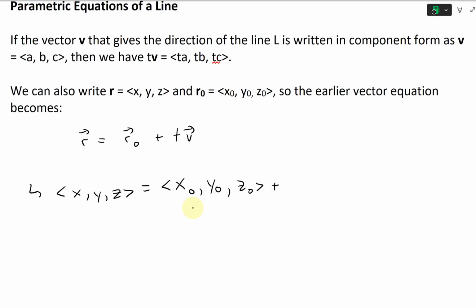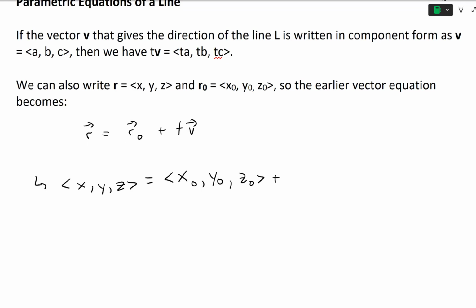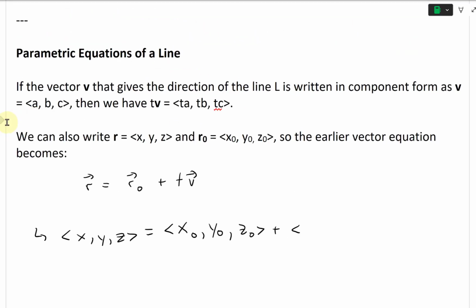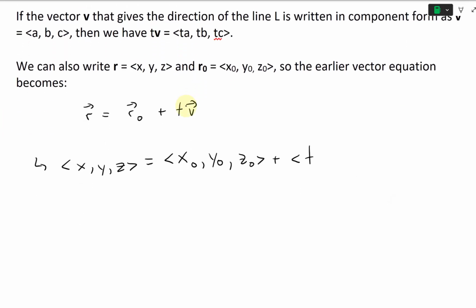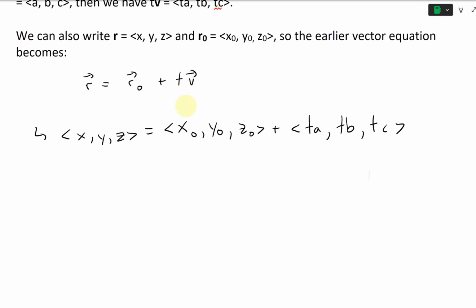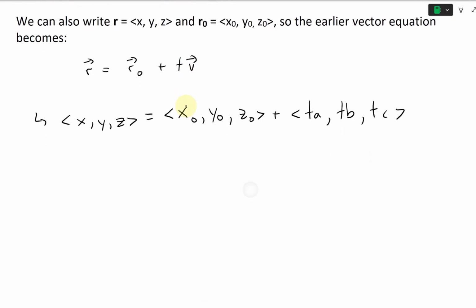And then plus t, let's write this for completeness, plus t times v, where v is abc, and then t times v is going to be ta, tb, tc, and those are the components, like that. And since they are components, we can just add these all up.